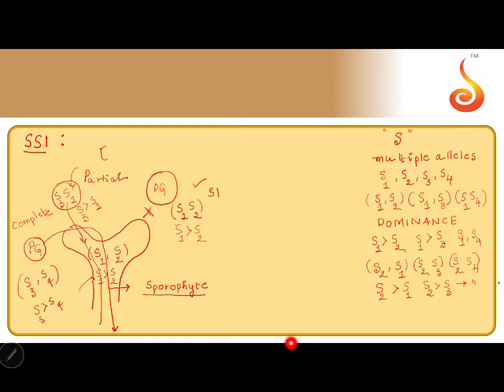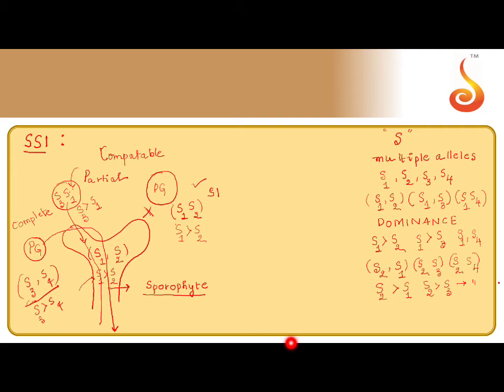So the first is complete incompatibility, self-incompatibility. This is partial compatibility because the dominant allele is not common. This is perfectly okay because the alleles are not in common and the dominant allele is completely different. This would successfully germinate and fertilize the egg in the embryo sac.